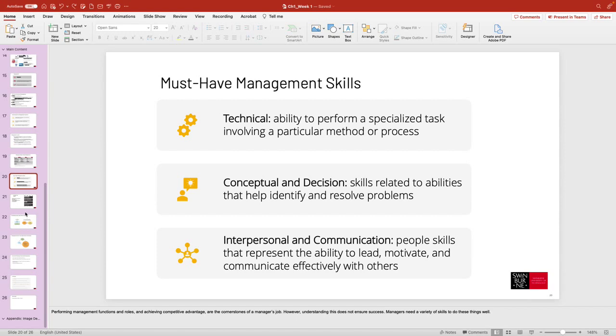It's skills related to abilities that help identify and resolve problems. You need to know what's happening in the industry overall and make decisions. Interpersonal and communication skills, I don't think I have to emphasize how important they are, regardless of where you are in that managerial hierarchy, as we looked at before. It could be top level, mid level, or lower level manager. Interpersonal and communication skills are really, really important to become a better manager.